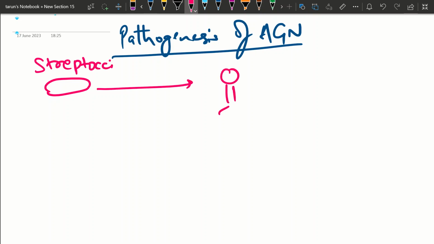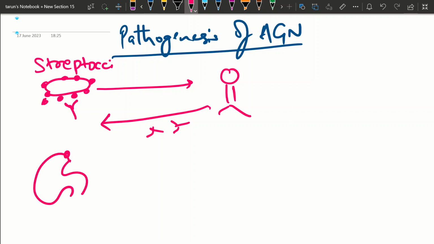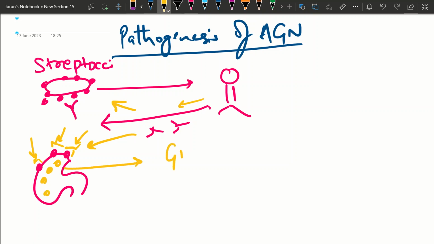When it enters the human body, in response to this bacteria the human body starts producing antibodies. These antibodies are directed against the structure or antigens of the streptococci, and they cross react with these antigens. Now a similar type of antigen is also present in our kidneys. So the antibodies formed by the human body against this bacteria also react with the kidneys, thinking it to be the streptococcal antigen. As a result, there occurs inflammation of the kidneys, and thus glomerulonephritis.